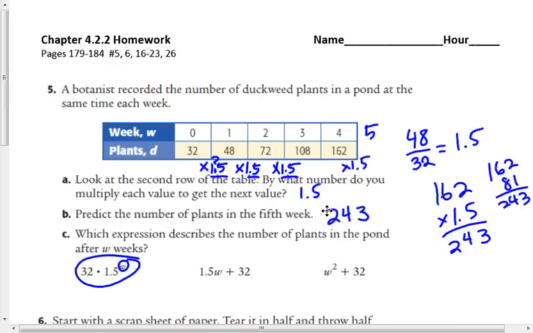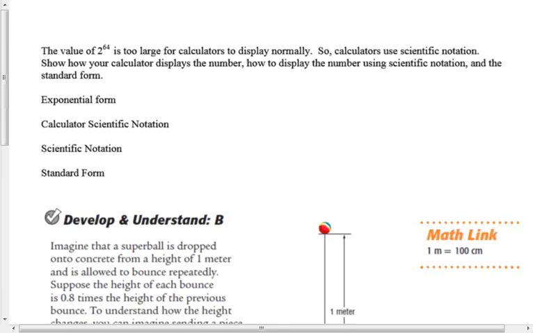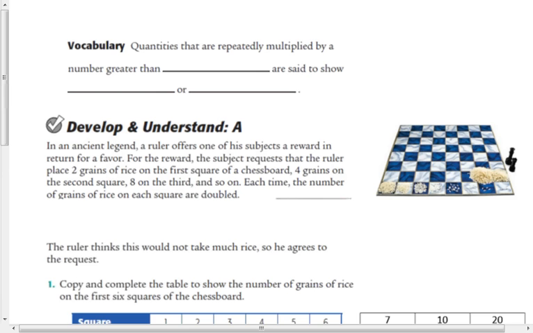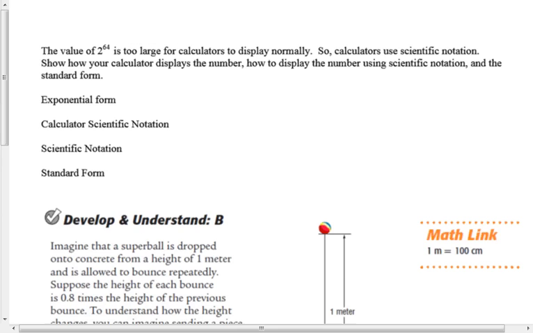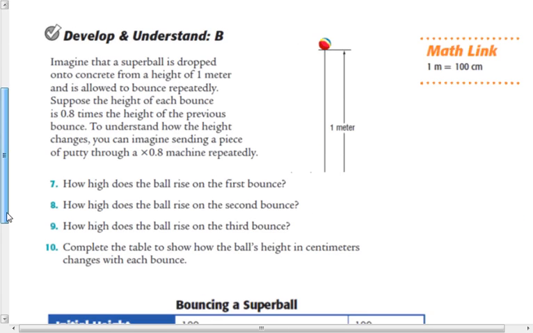We're now going to look at an example of exponential decay, and I'm going to go back to this one right here. Imagine that a super ball is dropped onto concrete from a height of 1 meter and is allowed to bounce repeatedly. Suppose the height of each bounce is 0.8 times the height of the previous bounce. 0.8 is the same as 80%, so you could think of this as 80% of the height of the previous. To understand how the height changes, you can imagine sending a piece of putty through a times 0.8 machine repeatedly.